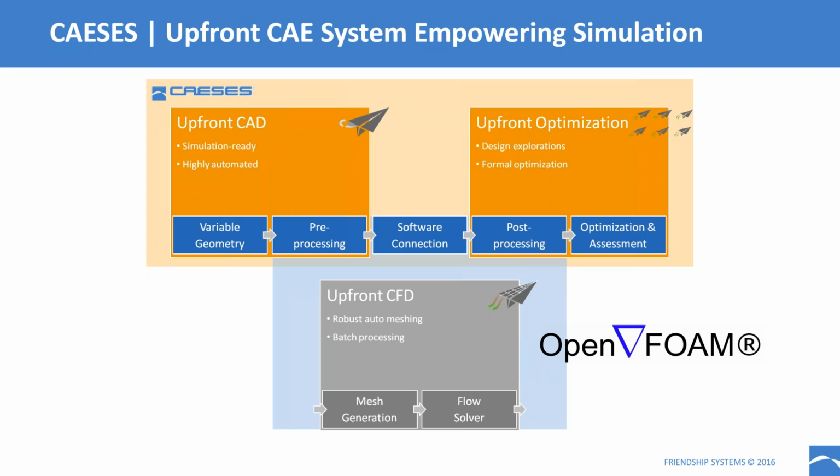And finally, to automate the process, we have our optimization module in CAESES, which provides algorithms and all the necessary tools to carry out automated design explorations and formal optimization. So extraction of the relevant results, post-processing, controlling the optimization process, and finally analyzing the data that has been created in the exploration or optimization.